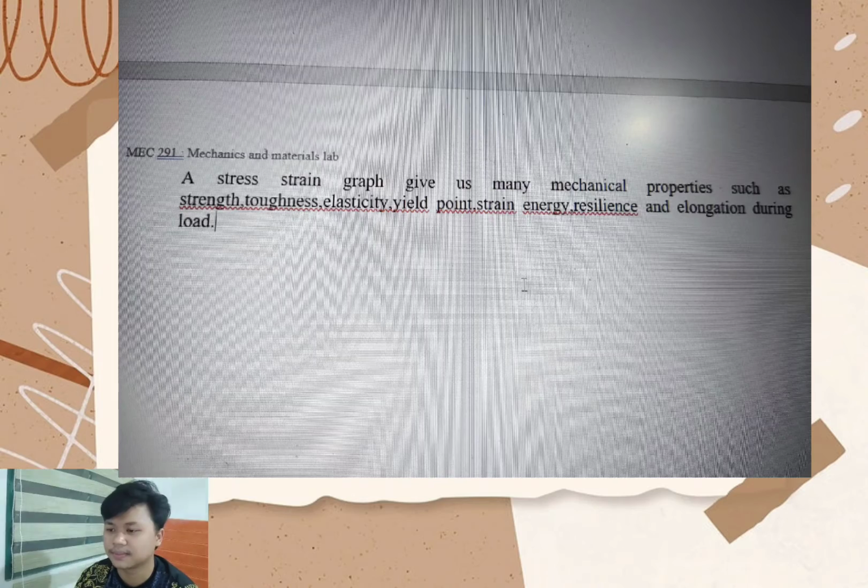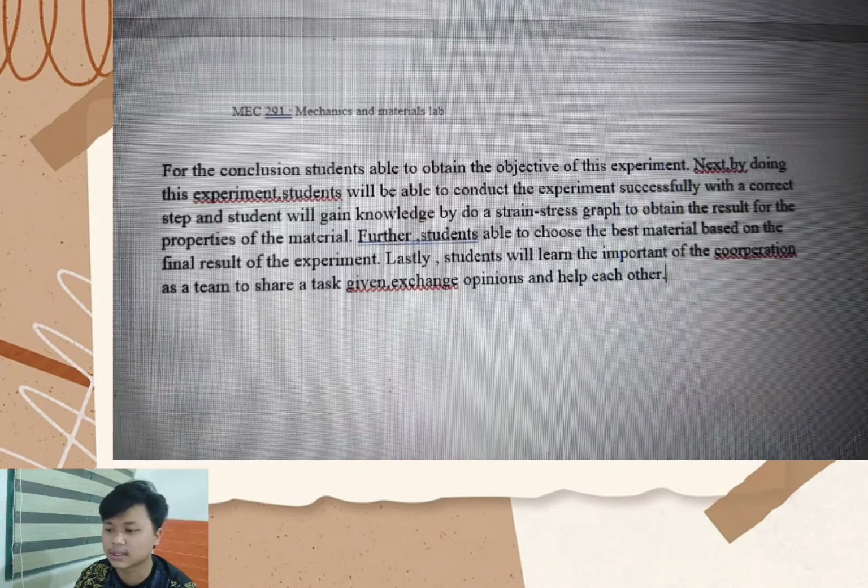So next, we go to the conclusion. For the conclusion, students are able to achieve the objective of this experiment. Next, by doing this experiment, students will be able to conduct the experiment successfully with correct steps, and students will gain knowledge by drawing a stress strain graph to obtain the result for the properties of the material. Further, students are able to choose the best material based on the final result of this experiment.